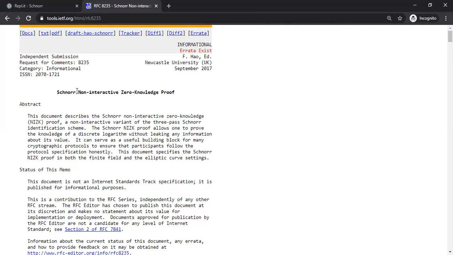interactive version. There is a non-interactive version as well, but I will first start with the interactive version. Interactive means the two parties will exchange messages. One party will try to convince the other party, and the other party will verify. That's basically the interactive. I will talk about the details in a moment.